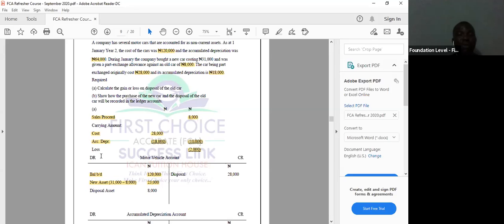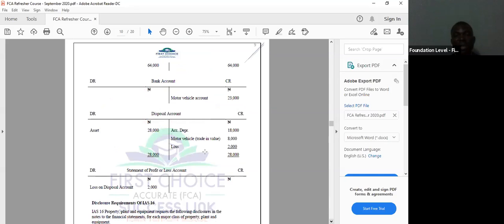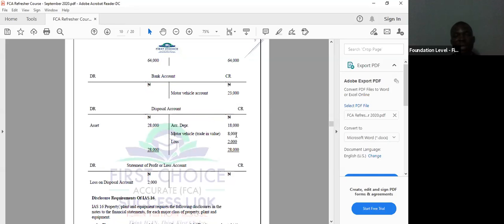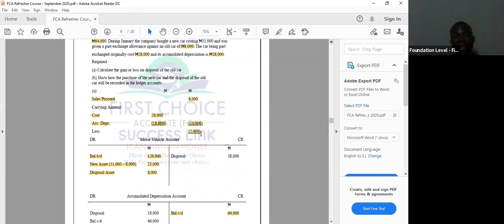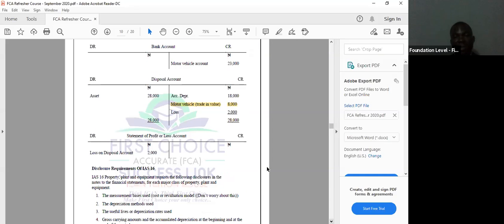So we now also note the disposal of the asset, 8,000. If you look here, the second leg is found here as 8,000. That is the motor vehicle disposal of the asset, the disposal of 8,000. Then we look at the purchase. The actual amount of the purchase is 23,000. If you purchase 23,000, it means our bank will have given out 23,000.